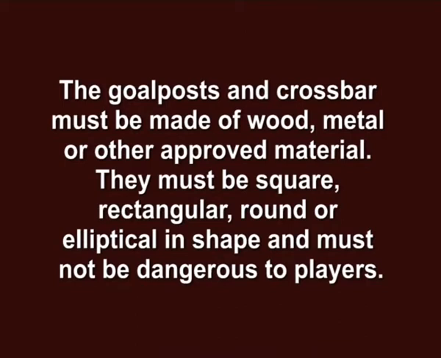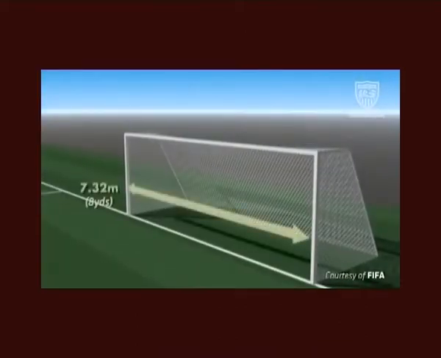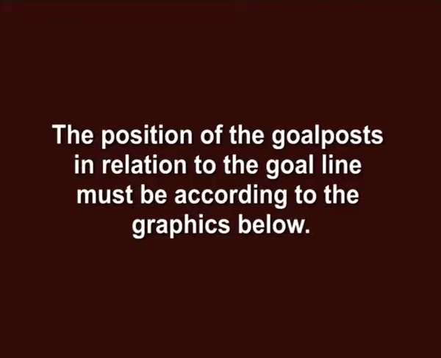The distance between the posts is 7.32 meters, that is 8 yards, and the distance from the lower edge of the crossbar to the ground is 2.44 meters, that is 8 feet. The position of the goal post in relation to the goal line must be according to the graphics which are given below.